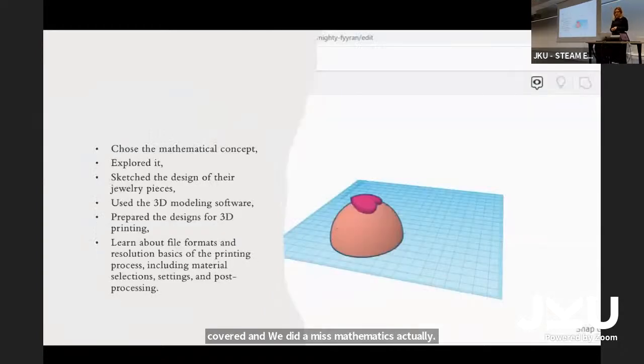The next step was, when they chose the mathematical concept and explored it, to sketch the design of their jewelry pieces. We used several 3D modeling softwares for printing. This is an example, a screenshot of a student exploring and modeling in Tinkercad. We also used GeoGebra. These are software that are easy to use in the classroom, and students acquired them very quickly.